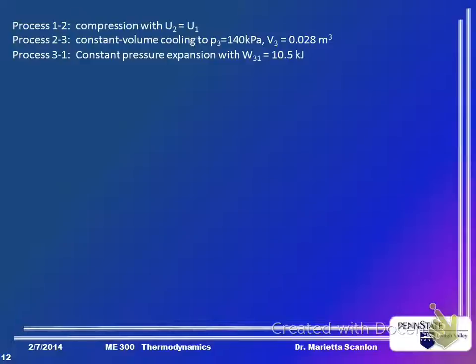So before I put that up there: state, P. What units is P? Kilopascals. V, and U in kilojoules. So that's your property chart, and then your first law chart. Remember, in your first law chart, it makes no sense to say state. You need to indicate the process.